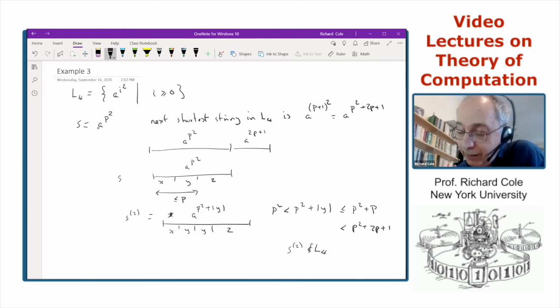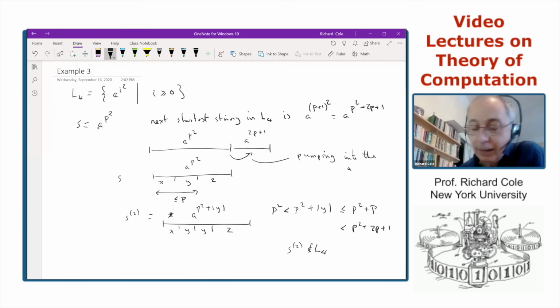And what I call this technique is pumping into the gap. And this is a technique that will work whenever your language is sparse. That is, it has few strings in it, and the gaps between successive strings in terms of their lengths are getting longer and longer. And then there's not going to be a finite automaton that recognizes your language.